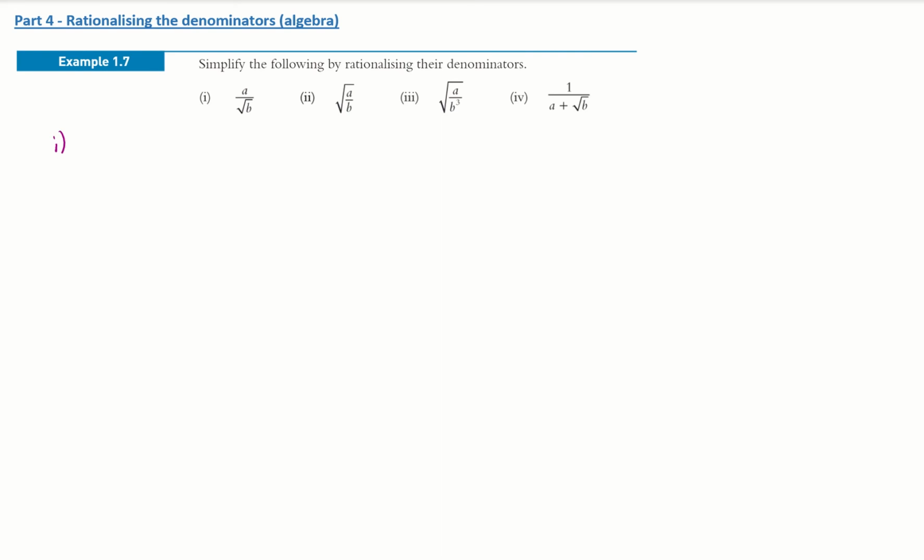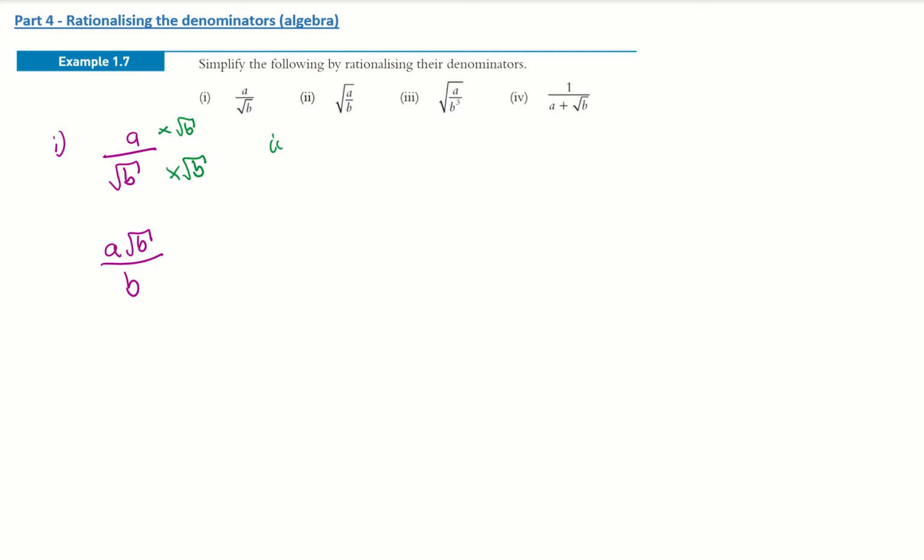So, question 1, a over root b. Root b, well, we can rationalise that by timesing by root b. So we have to times our numerator by root b. And so our answer is a root b over b.